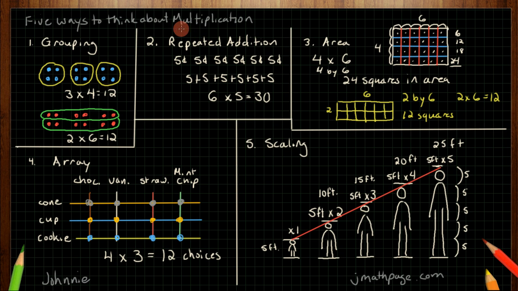So these are the 5 big ideas about multiplication. First is grouping, then repeated addition, then area, array, and scaling. I do hope this has been helpful to you.